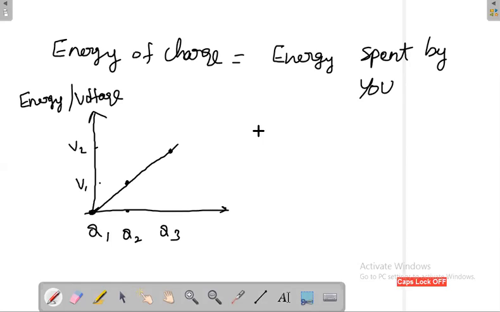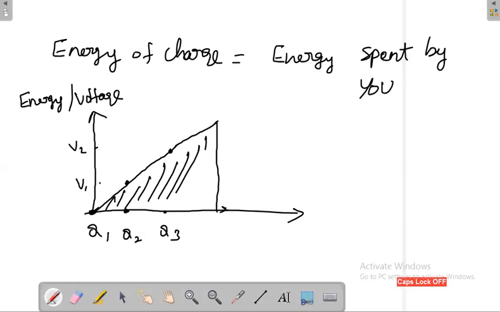So when I want to calculate the total energy, say this is the energy for the first charge, energy for the second charge, energy for the third charge. When I want to calculate the energy for all the charges, simply that is the area of this triangle. Once you calculate the area of the triangle, you'll get the total energy.